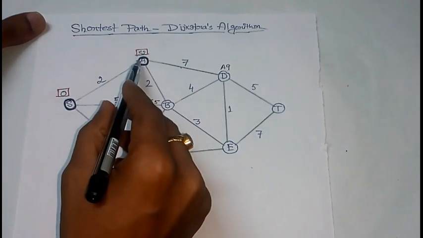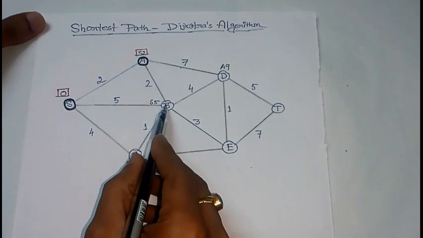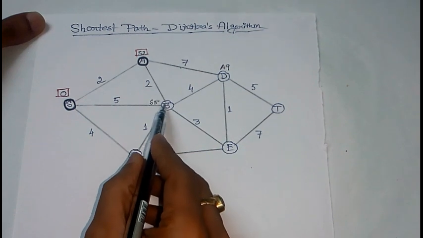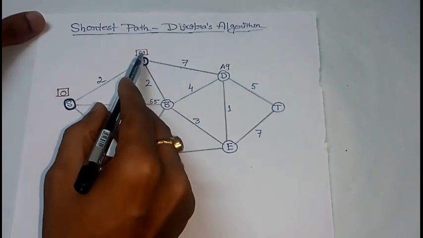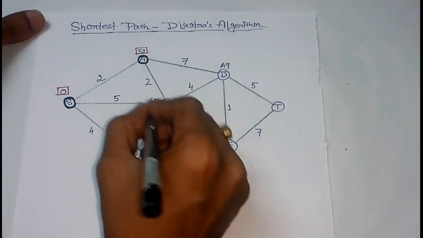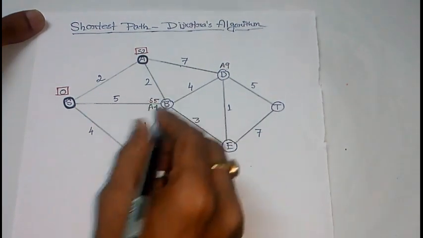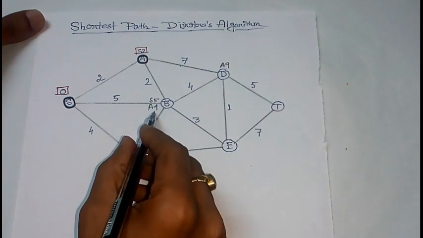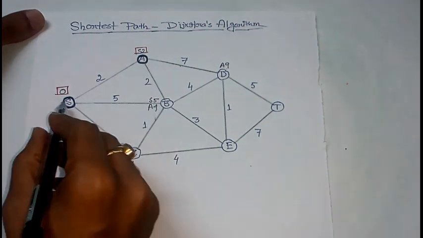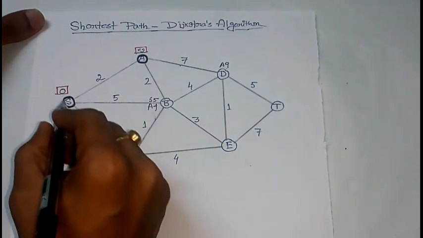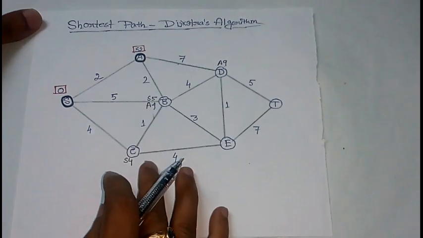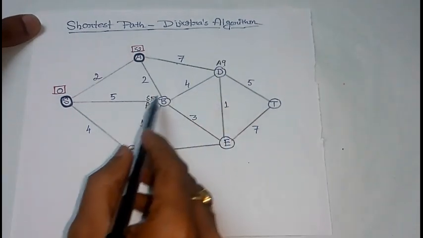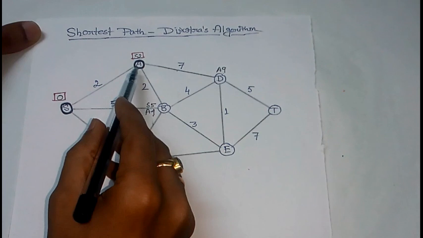Next, consider the vertex B. If we move from A to B, what will be the distance? It should be 2 plus this 2, so it will be A4. So we shall write A4. That means 4 is the distance from S to B if we move along this path SAB. So these two are adjacent vertices of A.